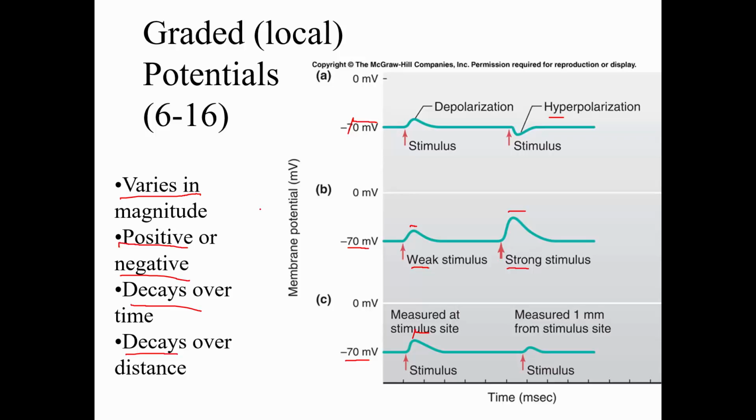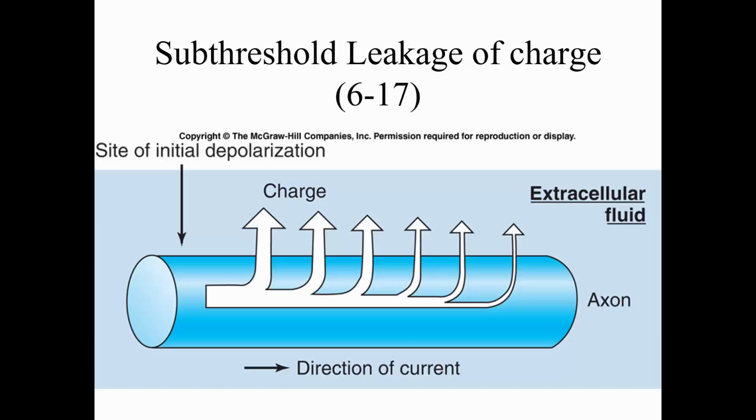They can vary in magnitude. They could be a depolarization or a hyperpolarization. They're not going to stay there forever. They're going to be transient and decay over time. They're going to travel a little tiny distance, and they're going to decay as they travel.